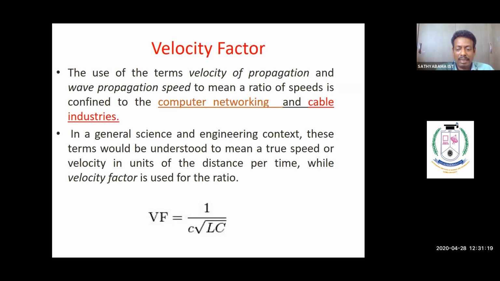So velocity factor is the ratio of the speed of an electromagnetic wave in a particular medium to the velocity of the wave in vacuum, actually. So that ratio is called velocity factor, and the velocity factor for a transmission line is 1 by c root LC. You could have come across this equation, where c is the velocity of light, and L and C are the inductance and capacitance of that transmission line, actually. So velocity factor is a speed ratio of the wave in a particular medium to that in vacuum, actually.